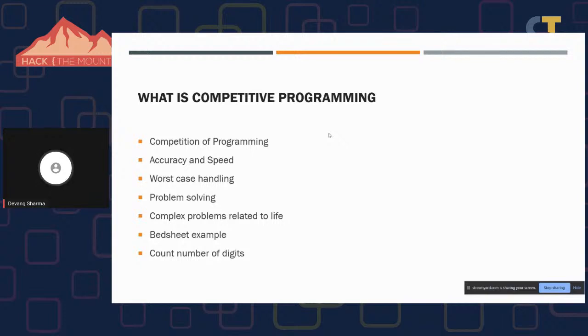You don't have to surf on Google and all these things. You acquire this skill with competitive programming and rigorously practicing on these things. So these are some of the cases. Let's take another example. This example will be somewhat helpful for those who have done a little bit of programming.